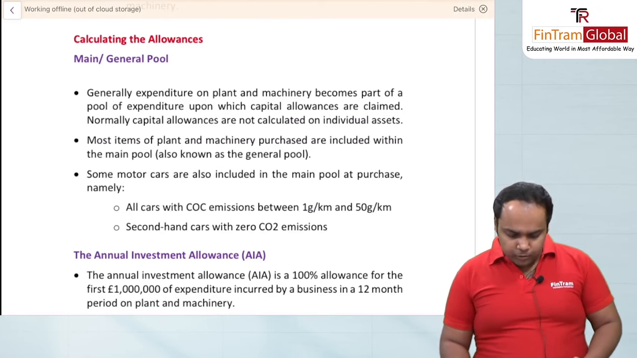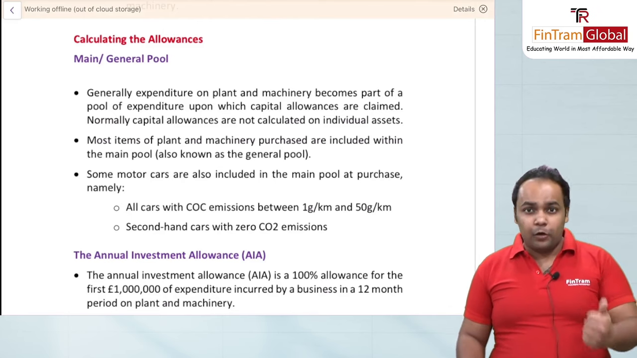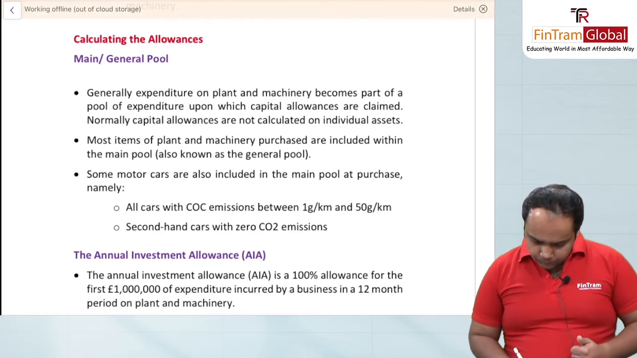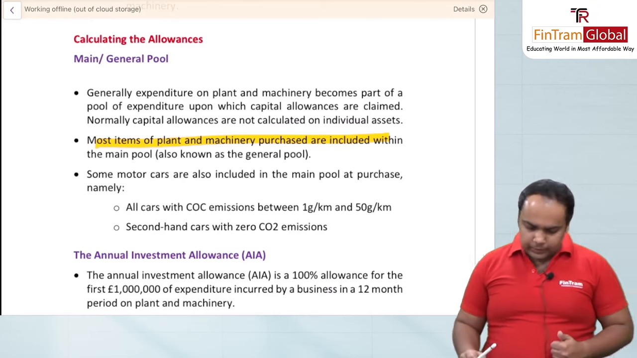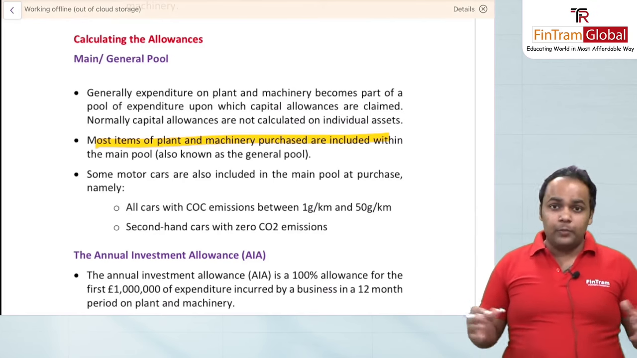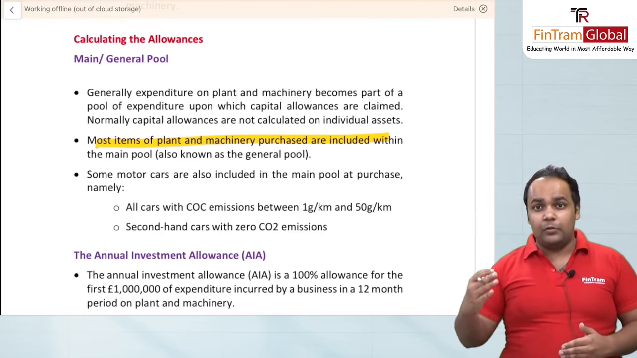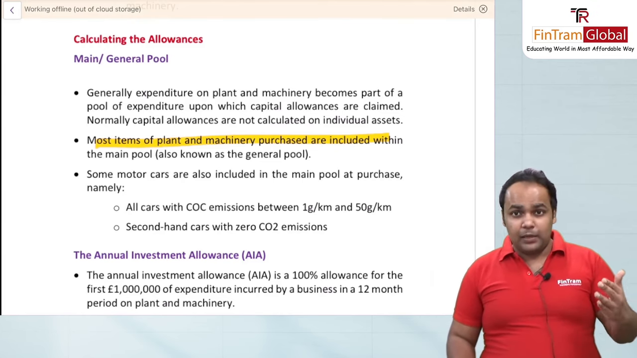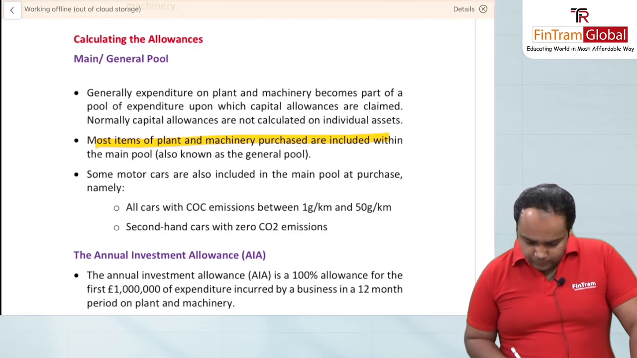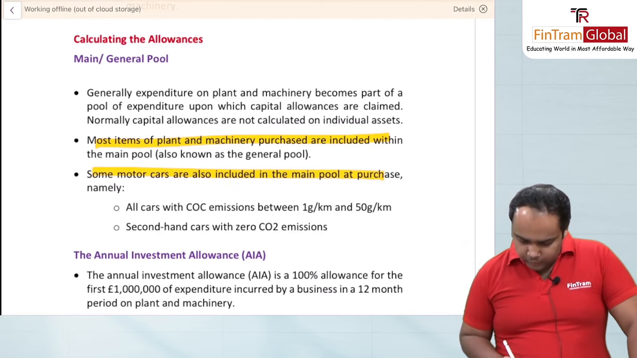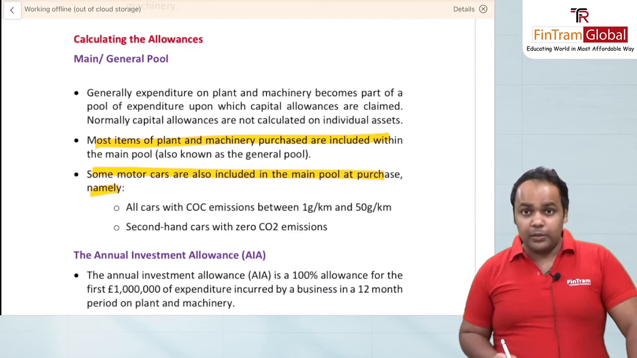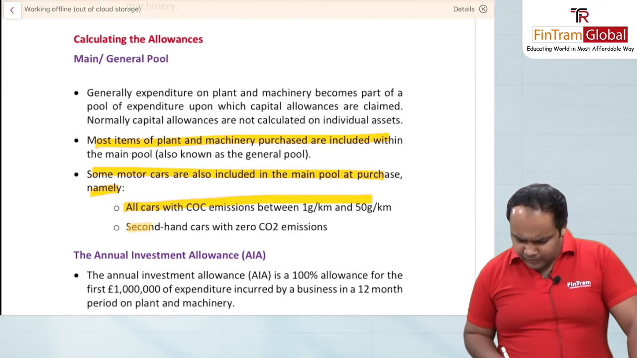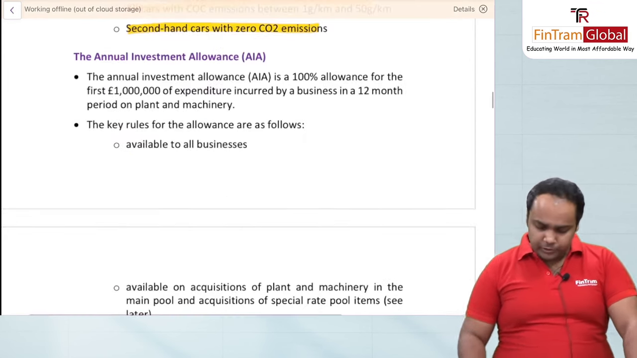So coming to main pool, most of the assets fall into the main pool, and there they're accumulated and a final written down allowance is given on the balance of the main pool. So most items, as I said, plant and machinery are available in the main pools. Some motor cars are also included in the main pool. These include cars with CO2 emissions between 1 to 50 grams per kilometer and second-hand cars with zero CO2 emissions.